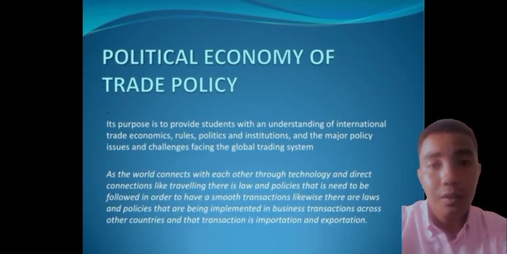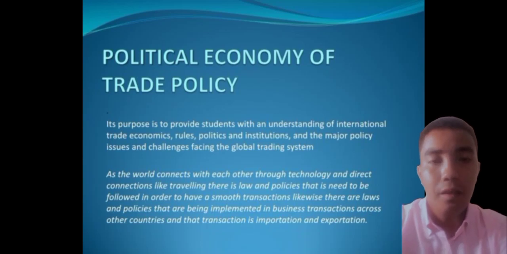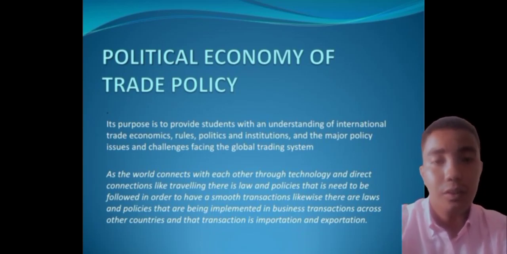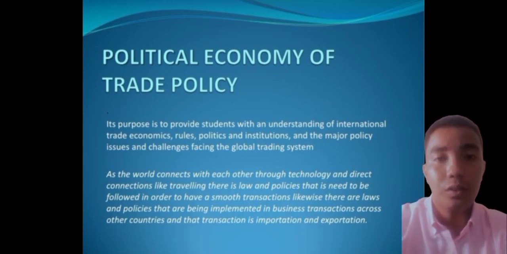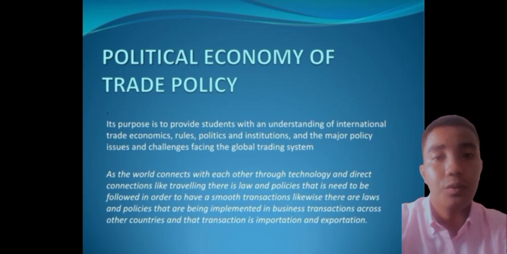Political economy of trade policy. Its purpose is to provide students with an understanding of international trade, economics, rules, politics, and institutions, and the major policy issues and challenges facing the global trading system.